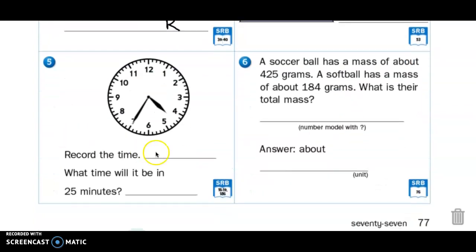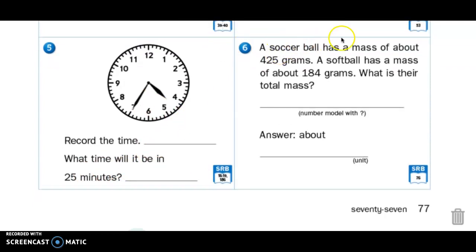Number 5, record the time. What time is it? And what time will it be in 25 minutes? Remember, that short little hand says the hours. The big tall hand, the big greedy hand, counts all of the minutes. Figure out that time and then add 25 minutes to it.